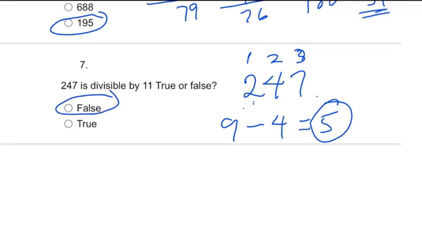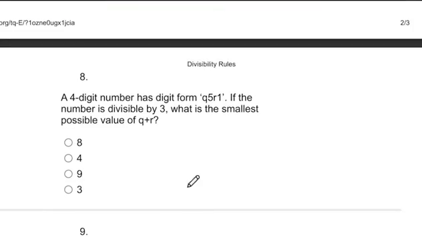So I believe I'm making sense. So take note of that. All right, we go to the next question now. A 4-digit number has digits form Q5R1. If the number is divisible by 3, what is the smallest possible value of Q plus R? So we need to find the value of Q and also find the value of R.